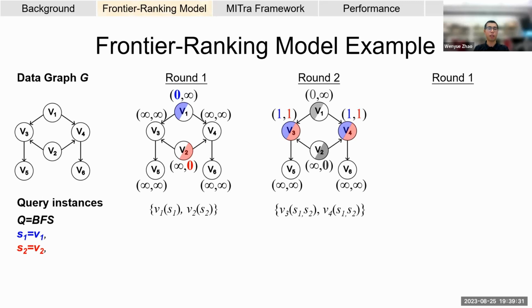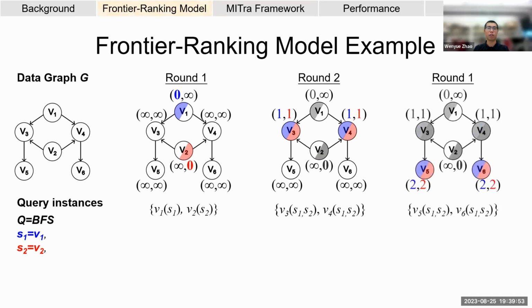In round 2, we explore active frontier containing vertex V3 and V4. The active frontier indicates traversal is ready for both instances S1 and S2, so we share the traversal of edge V3, V5 and edge V4, V6. We set vertex rank for V5 and V6 to value 2 and add them to next frontier for both instances. In round 3, we find no outgoing edges and BFS for both instances stop.